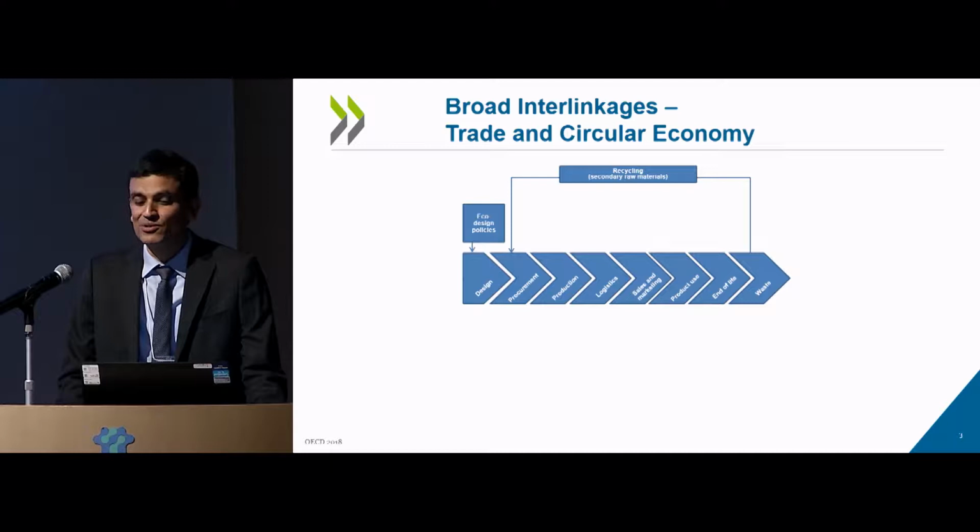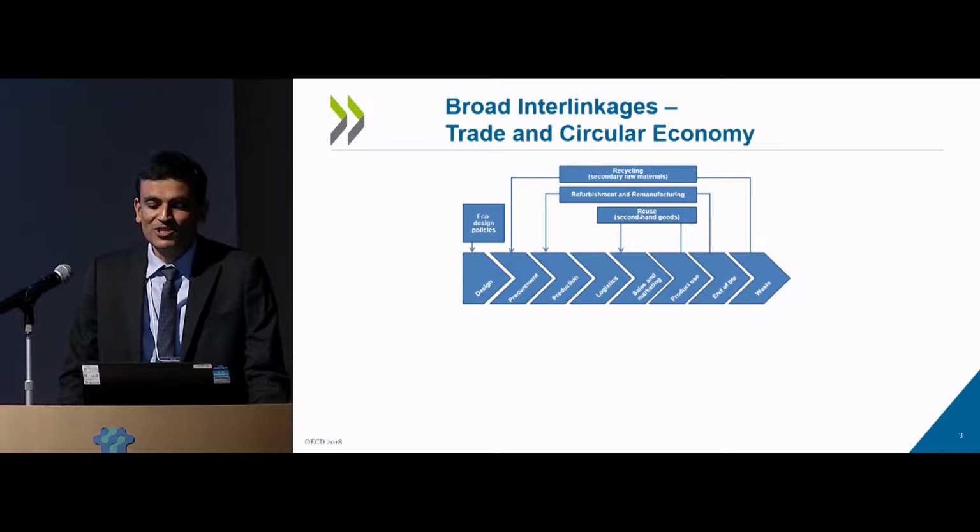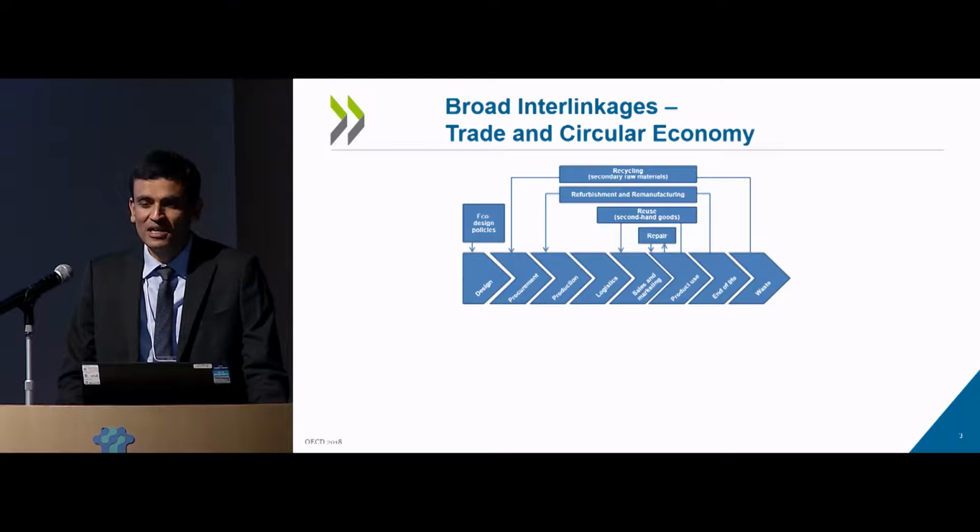But then we have the higher value loops. So if we go from end of life to the production phase, we're talking about activities like refurbishment and remanufacturing. Then we go to an even higher value loop, which is reuse. So we go from the product use phase and come back very close to the loop. And then, of course, finally, we remain within the product use phase, and that's the repair part. So these are the various loops, and the goal of circular economy policies generally is not just to close the loop, but to go to the highest value loop, so go as much towards the interior as possible.